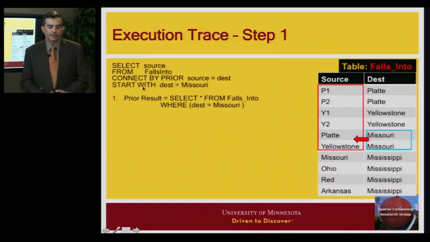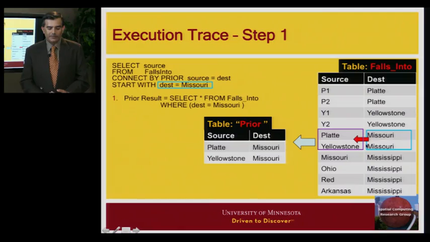This start with clause is executed first. So in this case, if you look at the query, the condition destination equal to Missouri will qualify two rows which are surrounded by the blue box here. So we will initialize the result with just these two rows. So this is your result, or you can call it the prior result because it's going to grow.